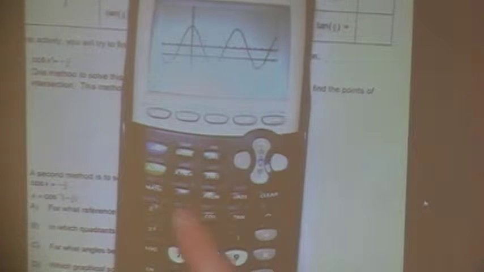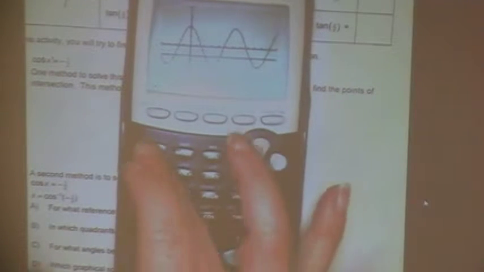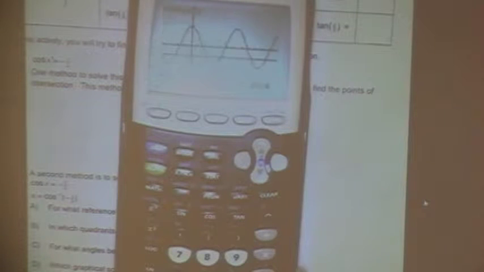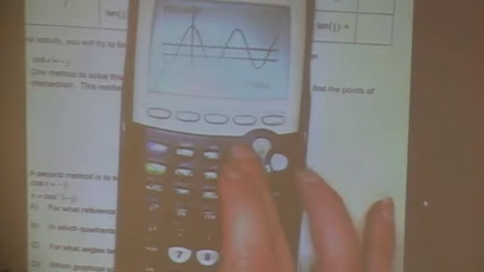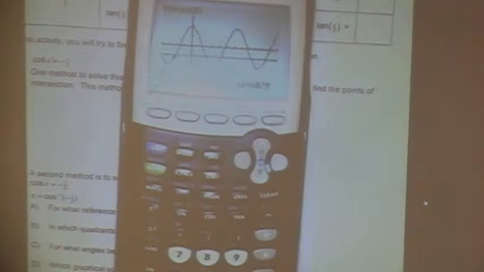So I'm going to do an intersect, a second trace, and find the intersection. All the way over here, find x1. Okay, so that first value that I got over here is, I know you can't see it because of the glare, but it's -2.094.